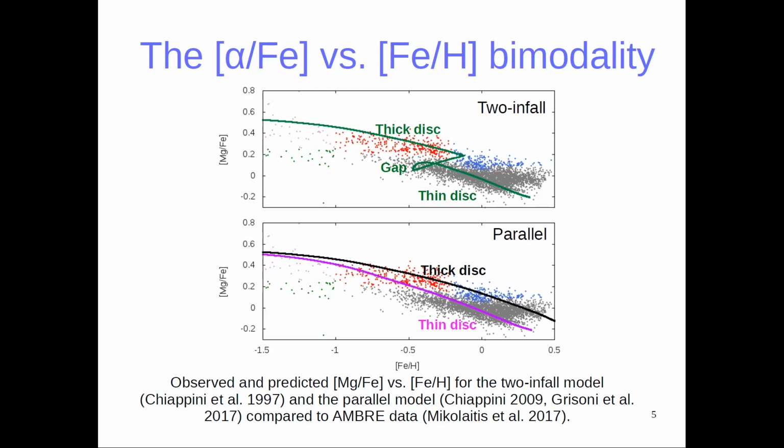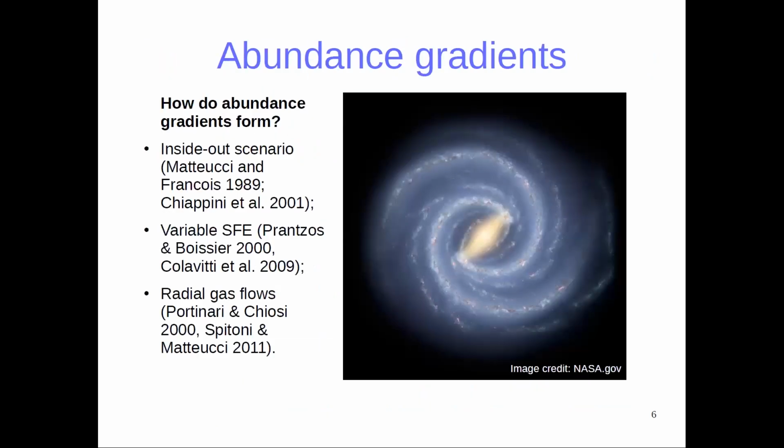And in this scenario, we can simply explain the metal-rich alpha-enhanced stars as metal-rich thick disk stars, at variance with the two-infall model, where the only way to explain them was by assuming radial migration from the inner regions of the galaxy.